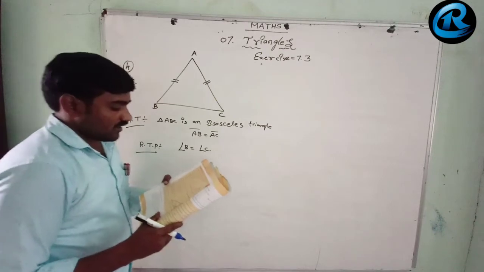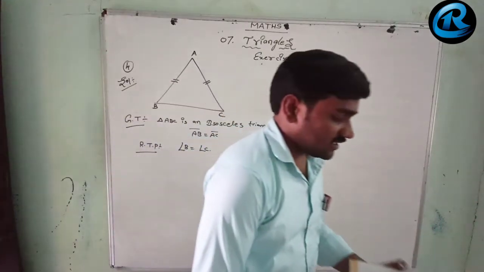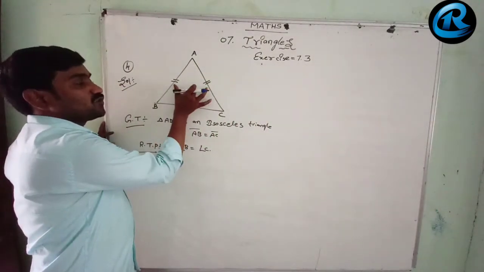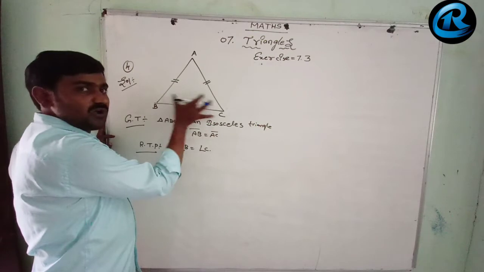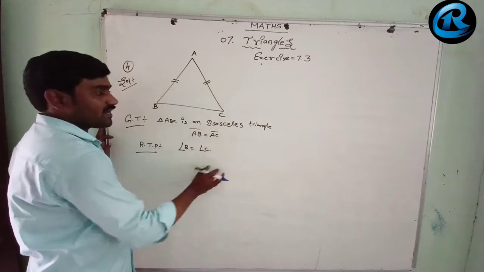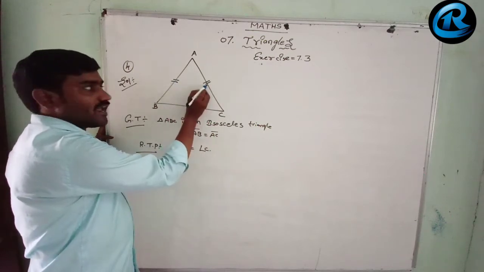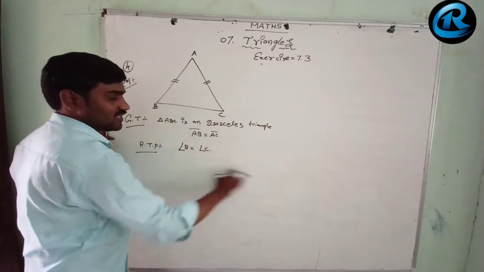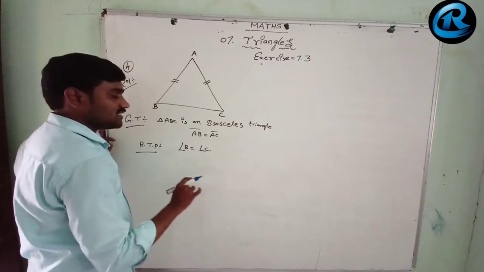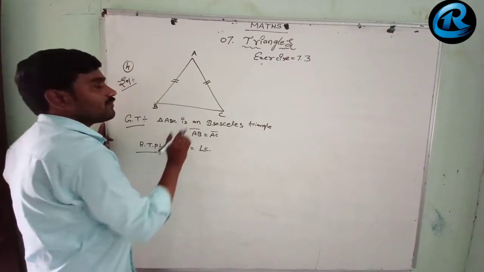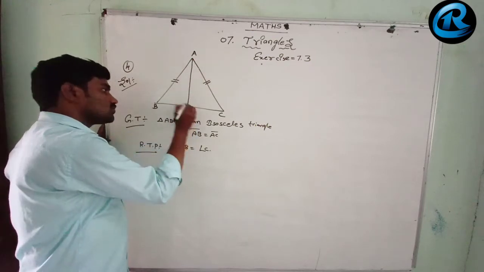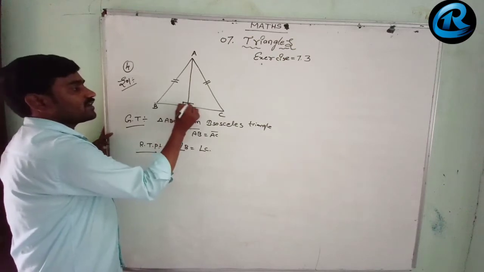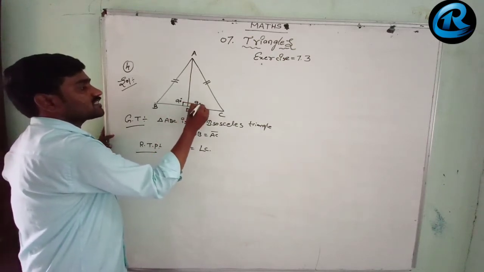Draw AP perpendicular to BC using the RHS congruence rule. Directly, you can say that if two sides of a triangle are equal, then the angles opposite to them are equal. That is a theorem. But we have to show it by using the RHS rule. So we draw a perpendicular here, AD, which makes 90 degrees.